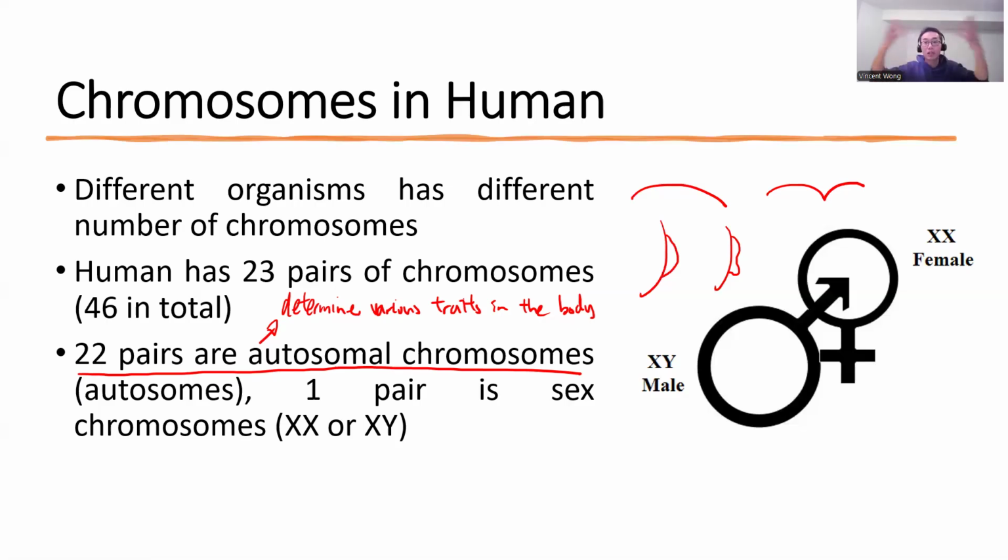So all these external features, as well as internal features, everything that's unique about us is determined by these 22 autosomes. So like how tall you are, what kind of hair you have, straight hair, curly hair, so on and so forth. All these things are determined by the 22 pairs of autosomes. The remaining pair, the 23rd pair, is going to be the sex chromosome.